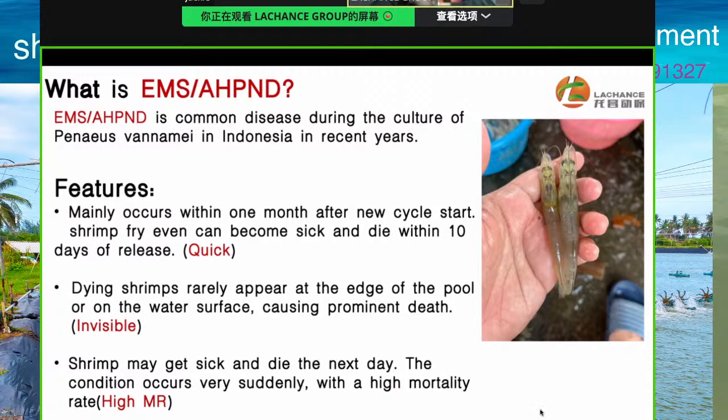So what about the shrimps? Now we know the features of HPND, so it should appeal to all shrimp farmers to pay attention to prevention and treatment for HPND, right? So how can we judge whether the shrimp got HPND?